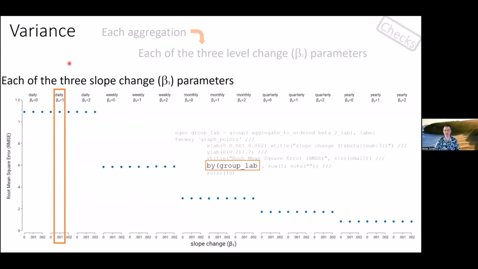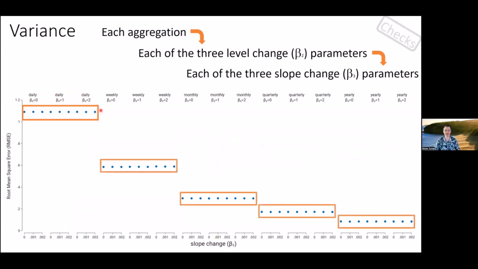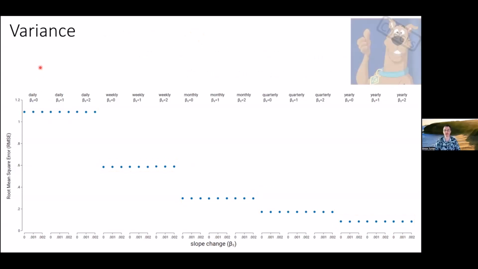Now, why am I doing this? Well, I want to double check that all of my simulations are working at a glance. Each of these dots represents the results of 10,000 simulations for that particular set of parameters. And I can see very quickly the pattern that comes out here, in that the variance is quite high for daily data and drops all the way down to be quite low for the annual data, which is exactly what we expect. We also would expect no change depending on the level change or the slope change, because that doesn't impact the variance of the data. So this is looking good. Scooby-Doo is going to give me a thumbs up for that one as well.